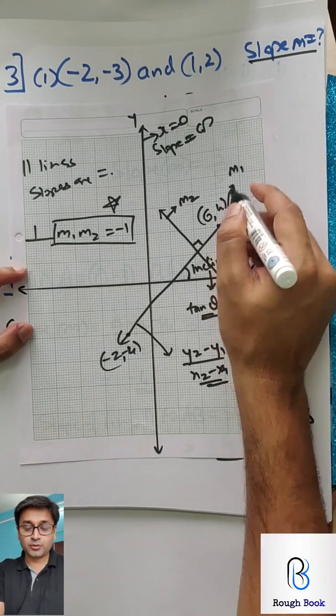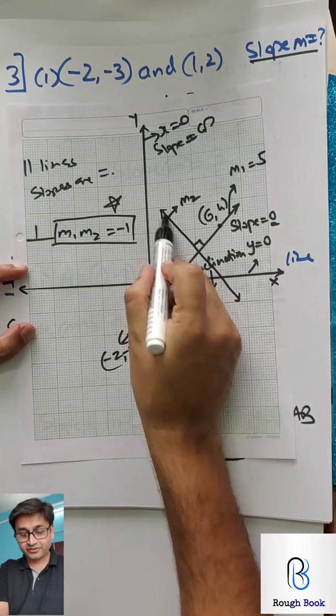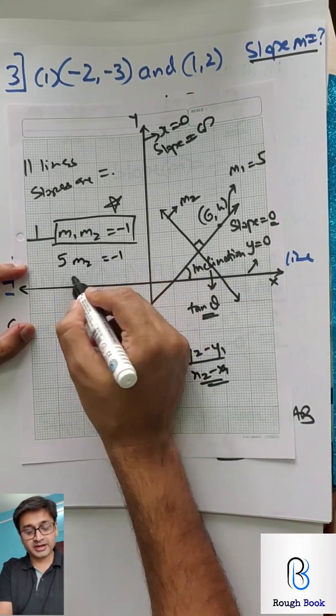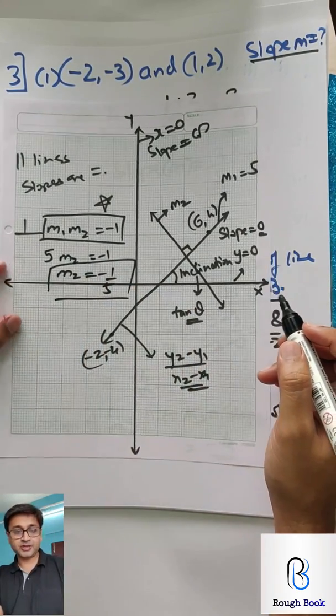So if you know one slope, let's say the slope of this line is 5, then what will be the slope of the line perpendicular to this? You put 5 into m2 equals minus 1. So m2 will be -1 by 5. Do you get this?